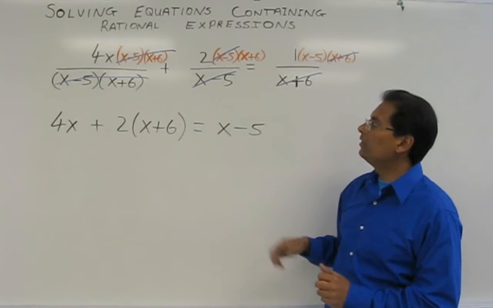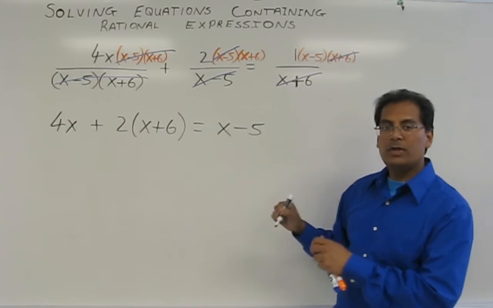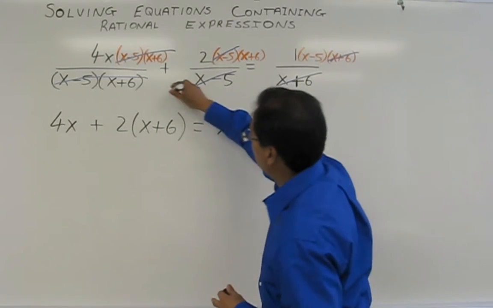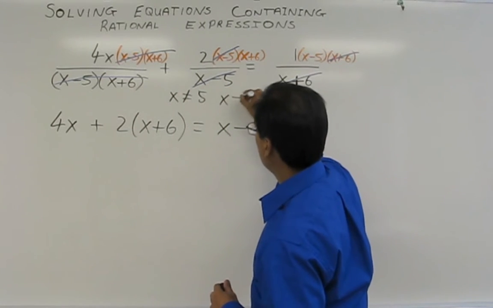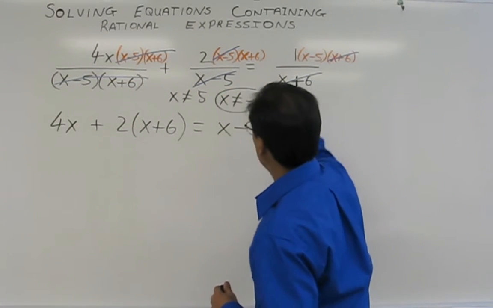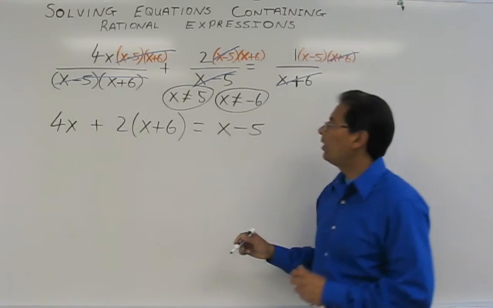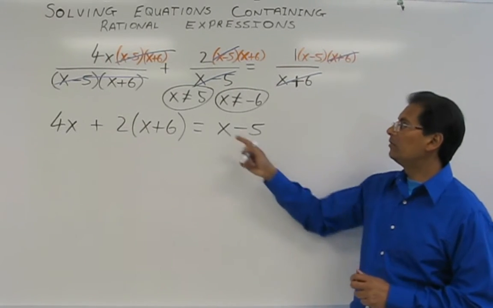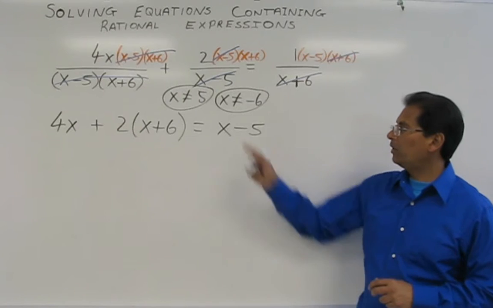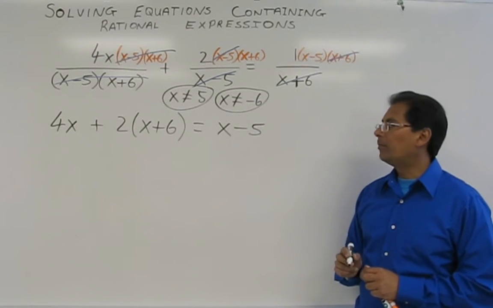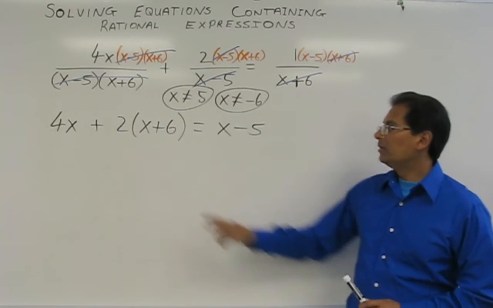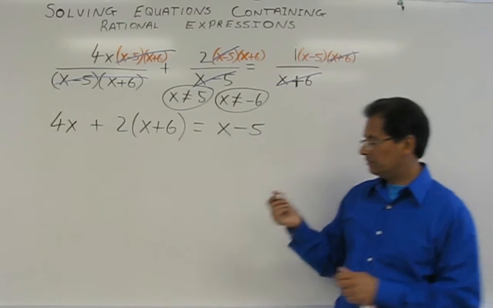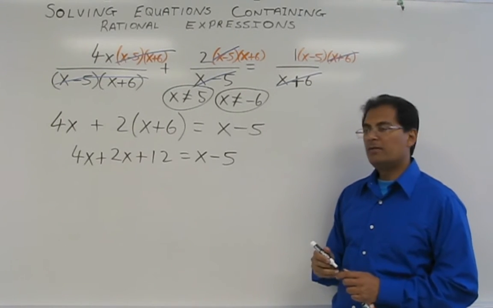Now we might want to note that as we were doing this, we could have made this restriction here that x cannot be 5 and x cannot be negative 6 as we go along. Why? Because those would make the denominator 0. So you want to make a note of that somewhere on your paper. So now let's continue expanding this. 4x plus 2x plus 12 equals x minus 5.